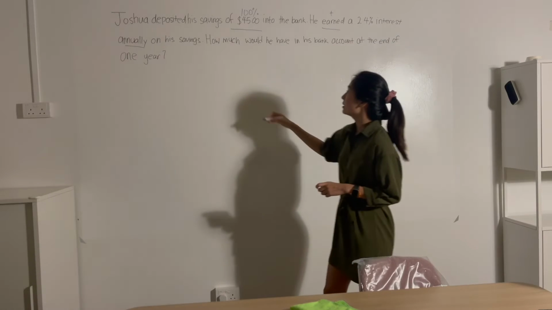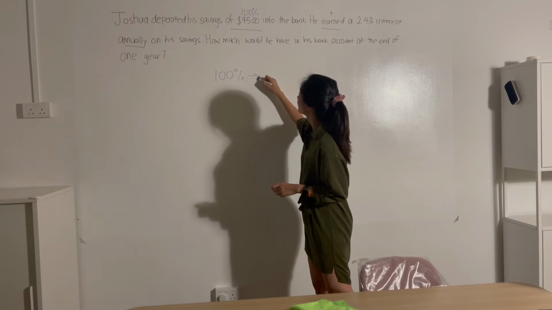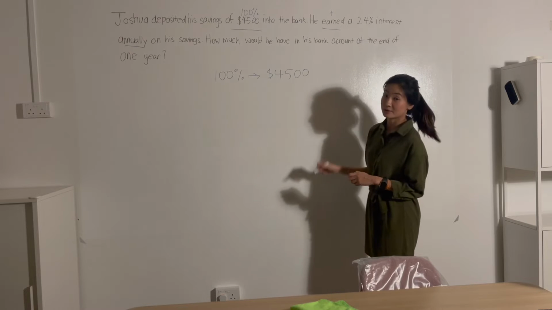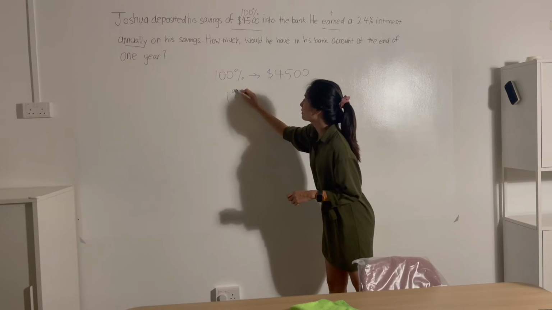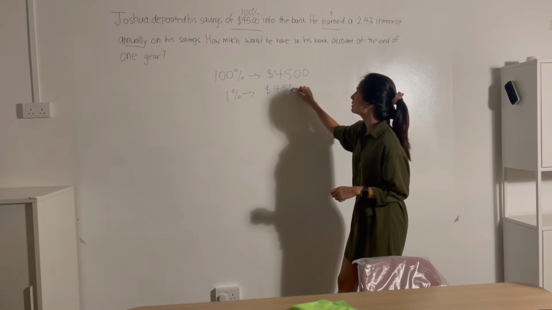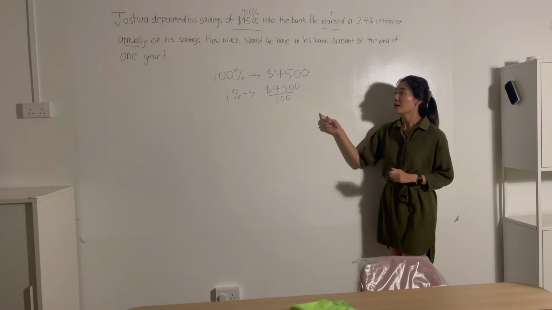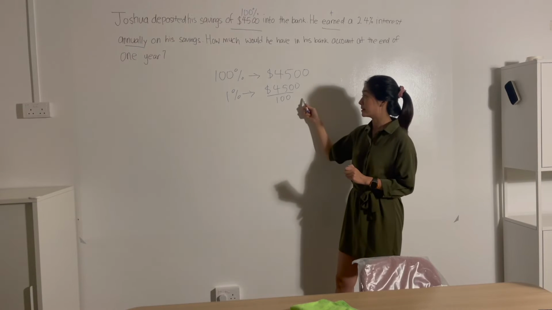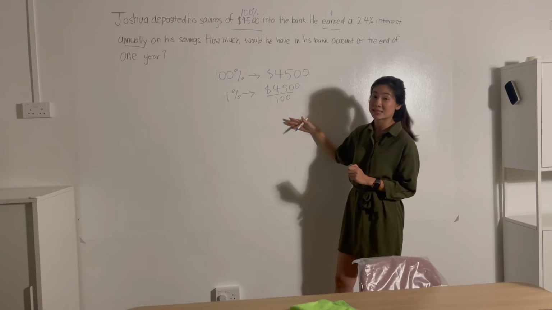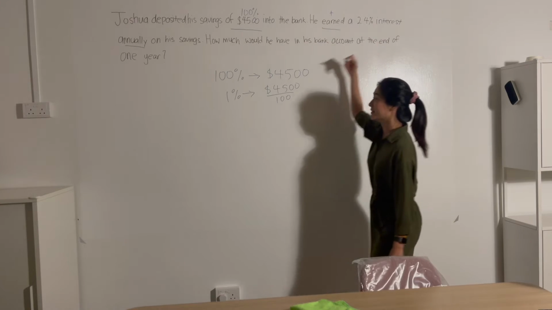I am going to go ahead and equate 100% to $4,500. The next step is to find 1%, which is $4,500 out of 100. Students, over here I do not have the habit of simplifying this part. I'll just leave it as it is. I will only simplify in my next step. Finally, I want to find 102.4%.